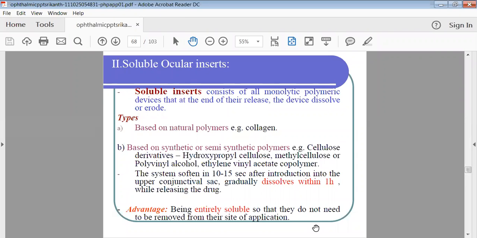Generally, when we insert them inside the eyes, within 10 to 15 minutes they will get softened, because they absorb the lacrimal secretion and get soft. After the introduction into the upper conjunctival sac, gradually they will get dissolved within 1 hour inside your eye cavity. Like a tablet, when we administer them to the upper sac of your eye, they will get dissolved within 1 hour. After the 1 hour, they will vanish or be completely absorbed from your eye cavity. So this is the advantage of this kind of preparation: when we administer them, there is no need to take them out or remove them after utilization.